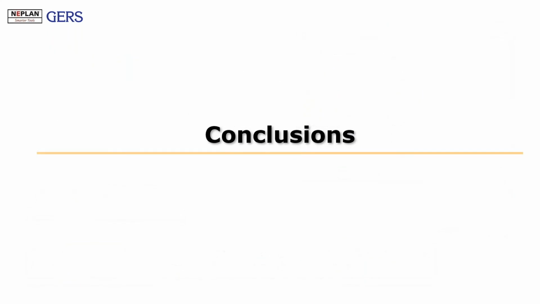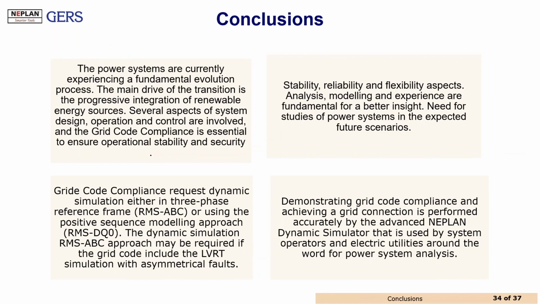Well, so I will present here 4 conclusions. The first conclusion is that the power systems are currently experiencing a fundamental evolution process, which was the first slide that I presented here. However, grid code compliance is essential to ensure operational stability and security. The main driver of that transition is the progressive integration of renewable sources.